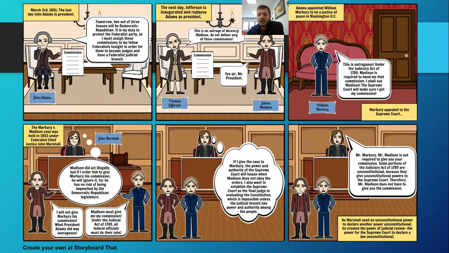It says here, Marshall is using an unconstitutional power to declare another power unconstitutional. He's creating this power of judicial review, which is the power for the Supreme Court to declare laws unconstitutional. Anyway, that's the main thing you need to remember with Marbury versus Madison. I just wanted to give you a rundown for that.